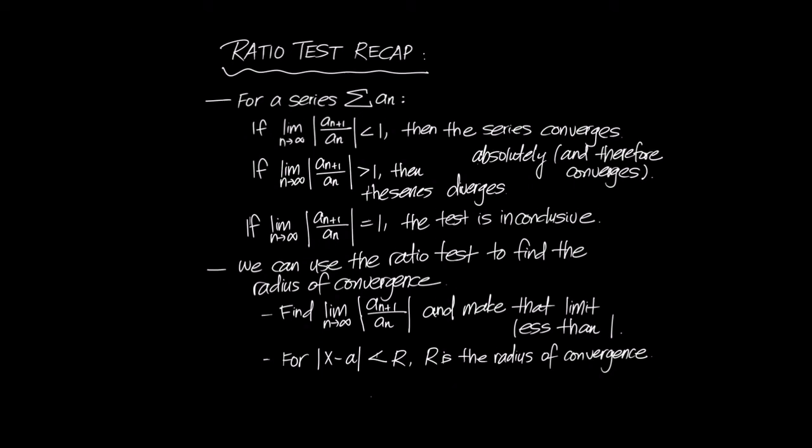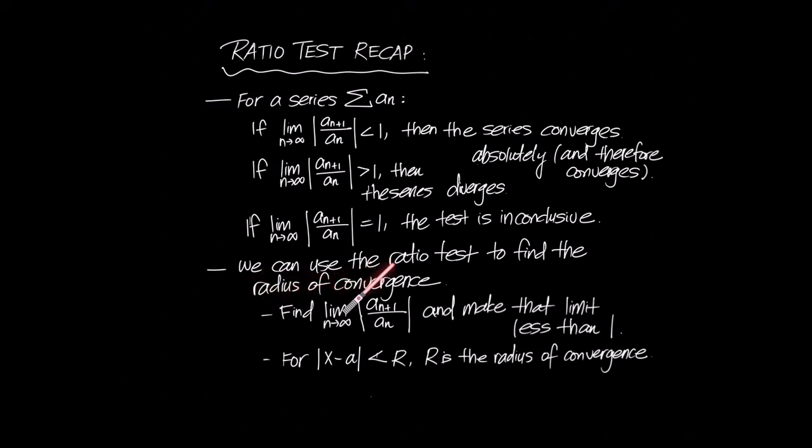So to recap what we did in 10.4 so far, we have something called a ratio test. For a series, if this limit is less than 1, then the series converges absolutely and therefore converges. If this limit is greater than 1, then the series diverges. If this limit here is equal to 1, then the test is inconclusive. And so we would have to use other tests to find out whether this series converges or not.